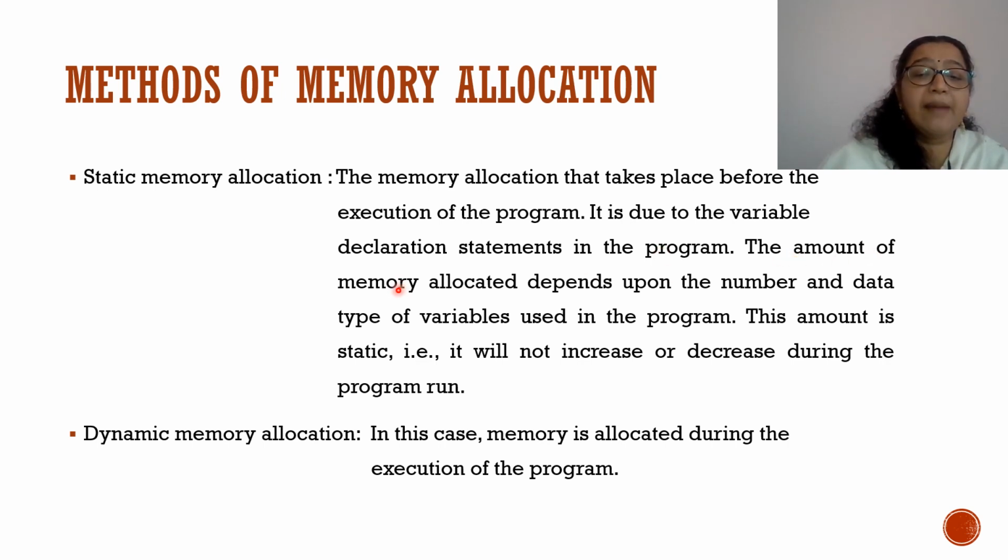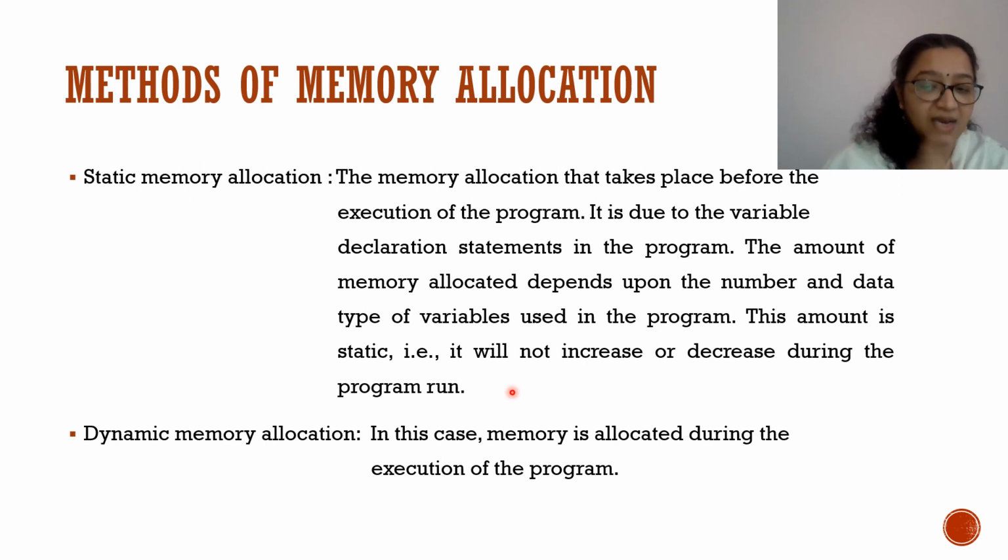The amount of memory allocated depends upon the number and the data type of variables used in the program. So this amount is static. What is static? That is, it will not increase or decrease during the program run. So if the pointer holds an integer variable, the pointer size is 4 bytes. It will not change. Throughout the program, its size is static. It is 4, if it's an integer.